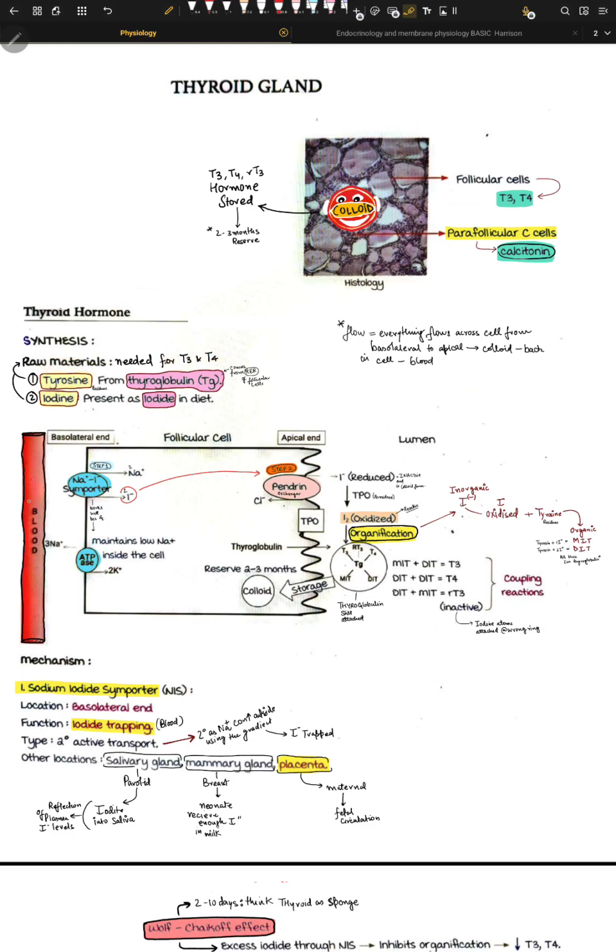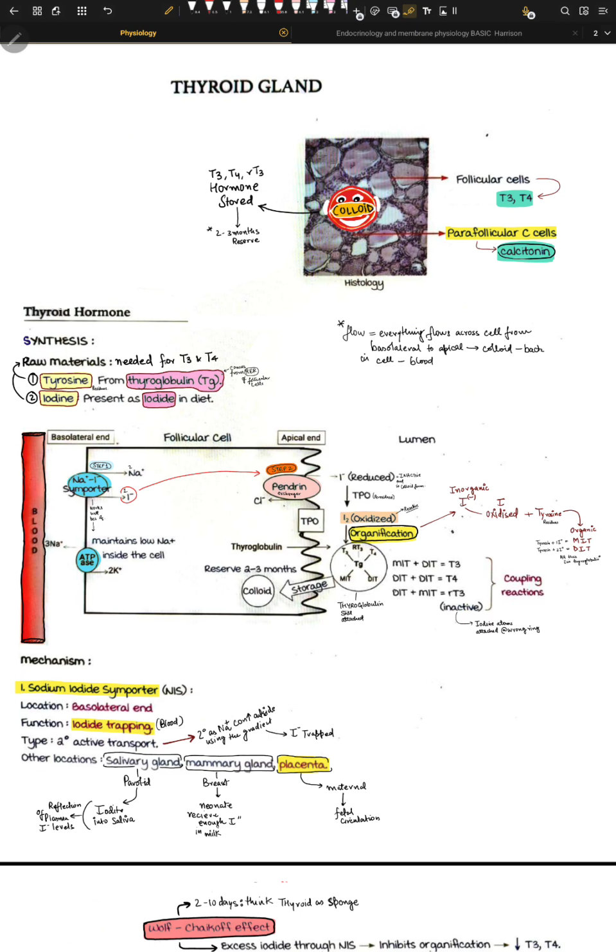So the flow of the whole synthesis is this: all the raw material that is present in the blood, from our diet, comes from the basolateral side. The basolateral side is the blood side, and the apical side is the lumen side. What is a lumen? A lumen is like an empty space, like an empty tank. Basolateral means base and lateral, and the blood side is the basolateral side.